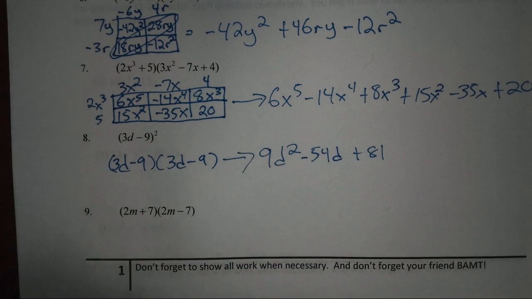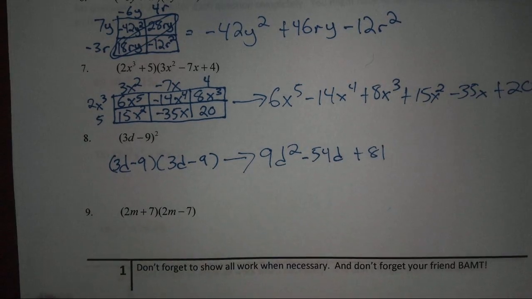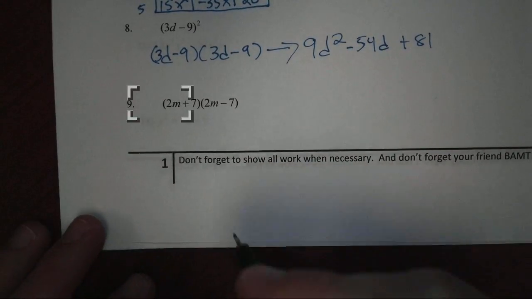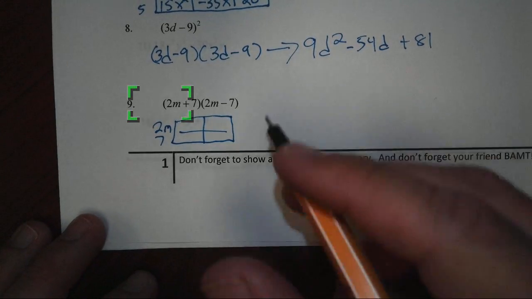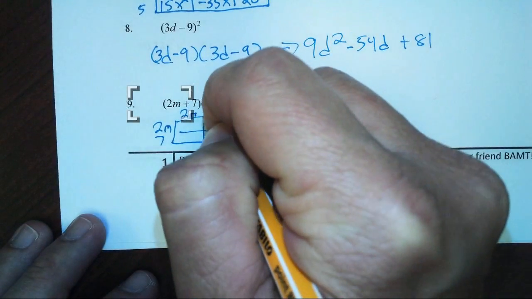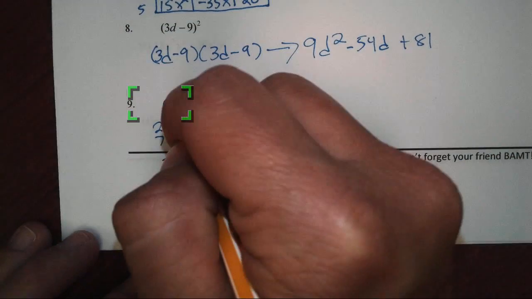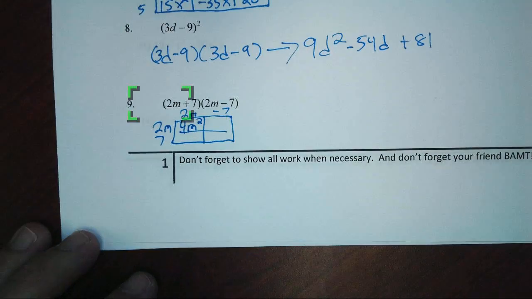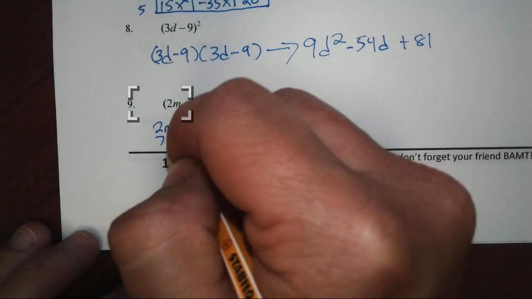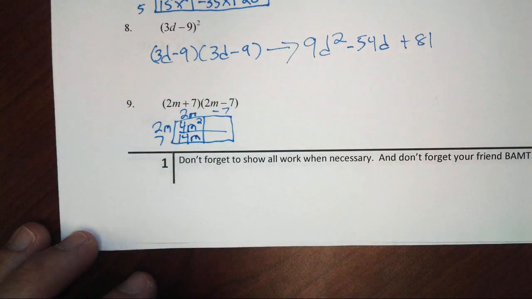All right, number 9, we have 2m plus 7, 2m minus 7. So again, I'll set the box up for this one. So 2m plus 7. Let's see if it focuses. There we go. And then 2m minus 7. So now we do the multiplication. 2m and 2m, 4m squared. 7 and 2m, 14m.